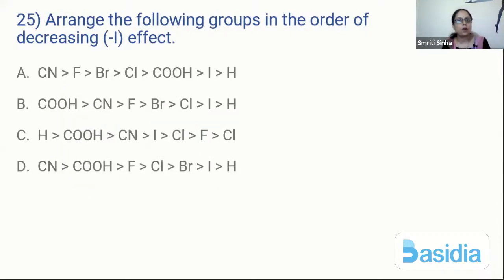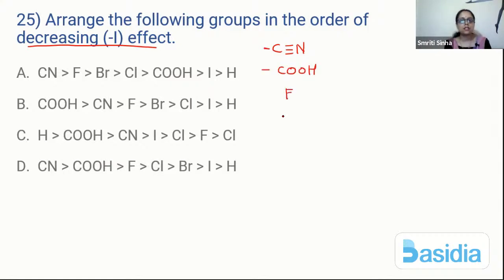Next, arrange the following groups in order of decreasing minus I effect. Decreasing means first you have to keep the group which shows more minus I effect, meaning more electron-withdrawing effect. So you need to find out which of the following shows more electron-withdrawing effect. Remember the sequence: nitrile is more electronegative for pulling the electron than the acid.